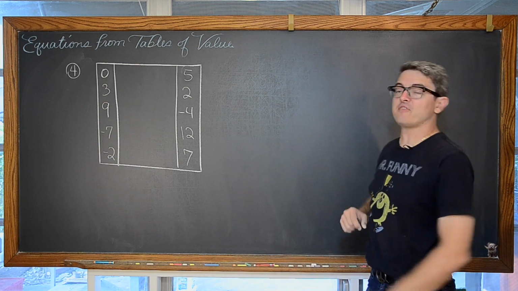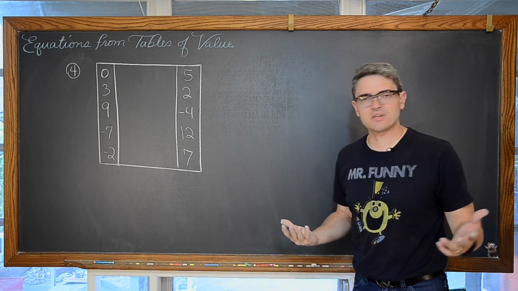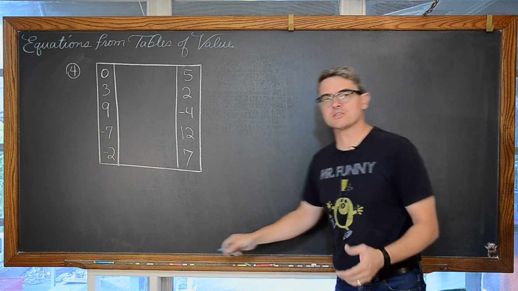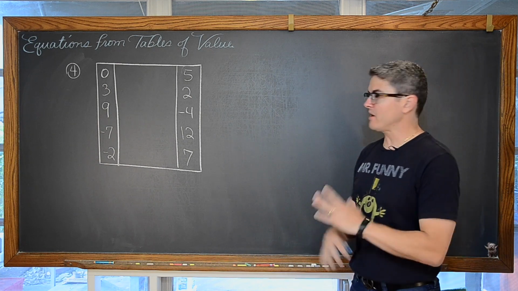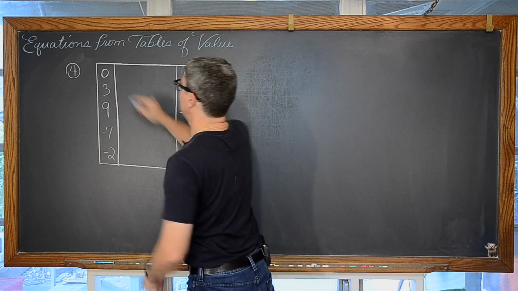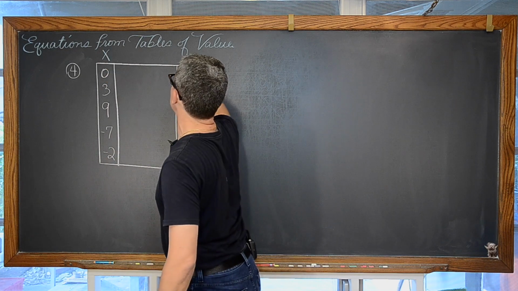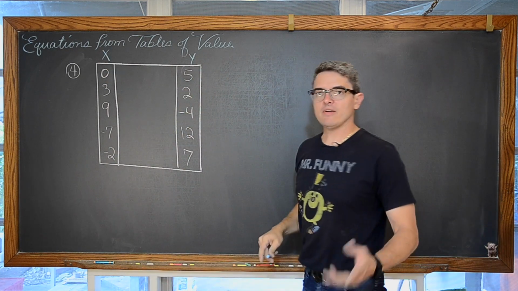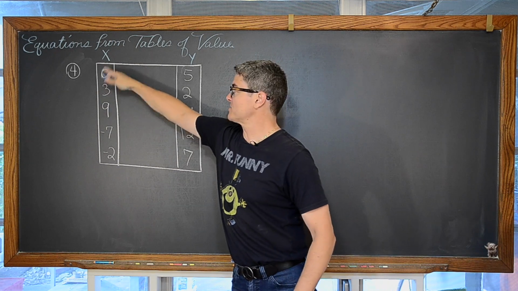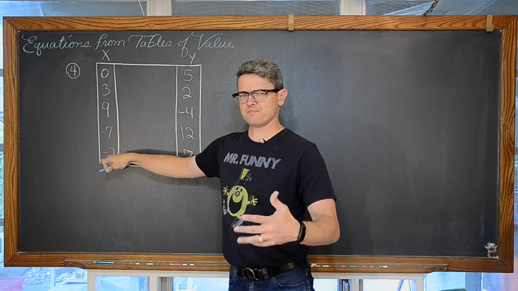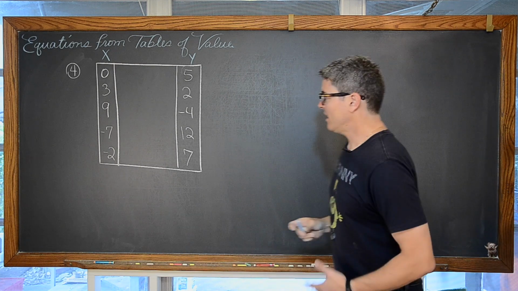And for our last and final example, I've given you all the tricks that I could really think of at this point that you might see. So I've really mixed this up. My values of x, or my input values, are kind of jumping all over the place. We go 0, 3, 9, negative 7, negative 2.